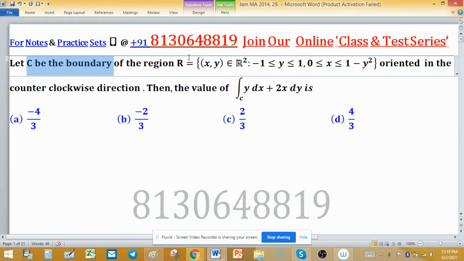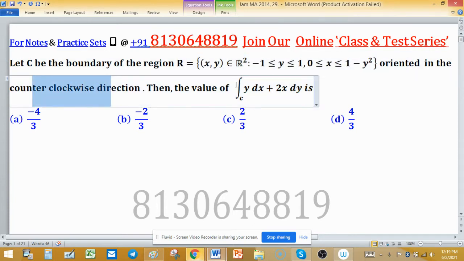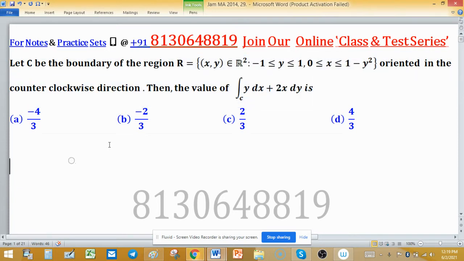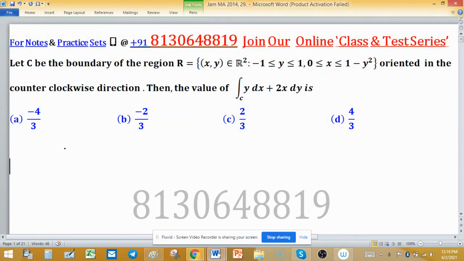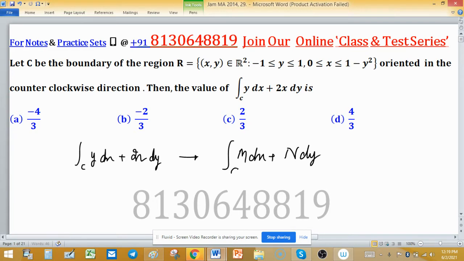Let C be the boundary of the region R, oriented in the counterclockwise direction. The value of this integral is... So we have to find the value of the integral over this region R. Compare this y dx plus 2x dy with the standard format m dx plus n dy over the closed curve C.